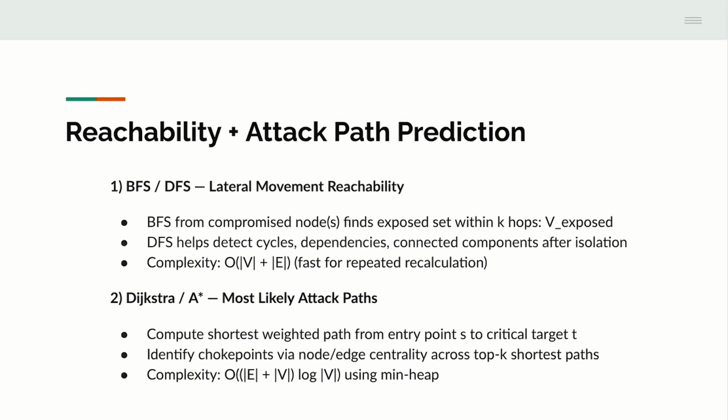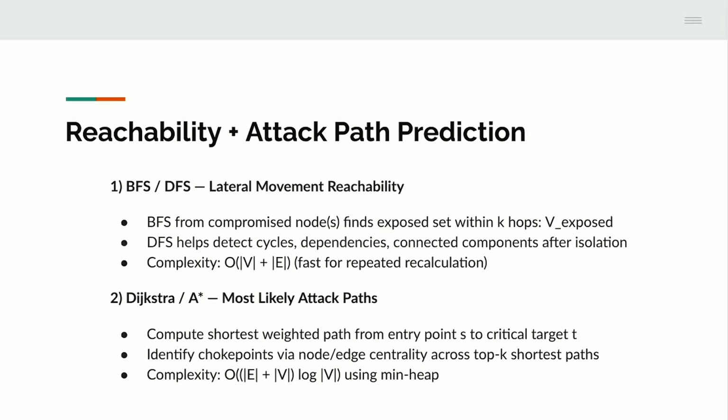Secondly, we are going to use Dijkstra to reveal the most likely attack paths. Dijkstra's algorithm is an optimization to find the most likely attacker movement routes. Here each edge has a dynamic weight w(u,v) that represents attacker effort or resistance.